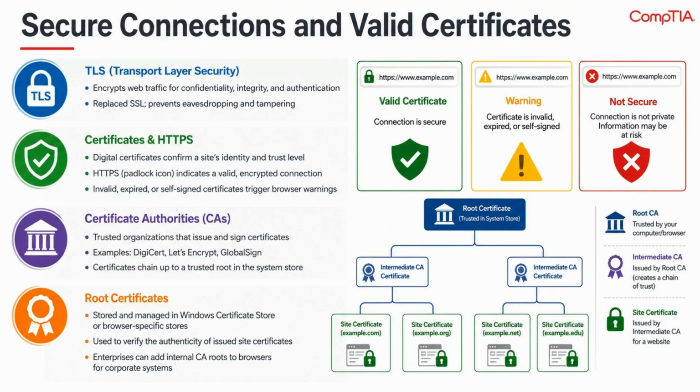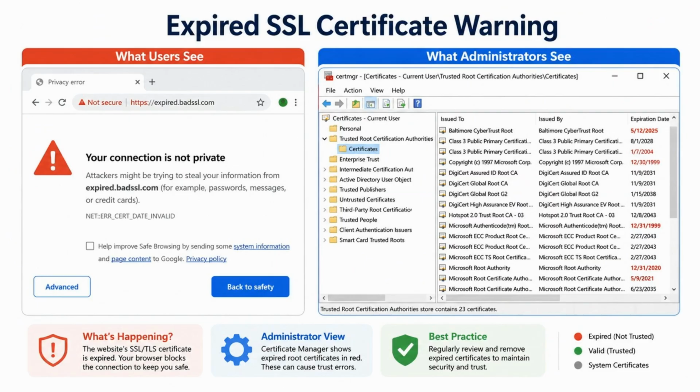Root certificates are stored in the Windows Certificate Store or browser-specific stores, and enterprises can add internal CA roots for corporate systems. Here's what checking a website's certificate actually looks like. Notice the padlock icon, the certificate details, and the chain of trust leading back to a recognized certificate authority.